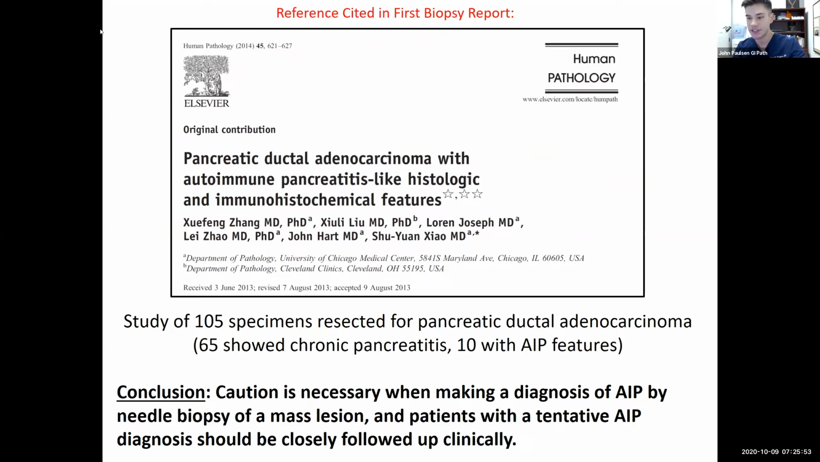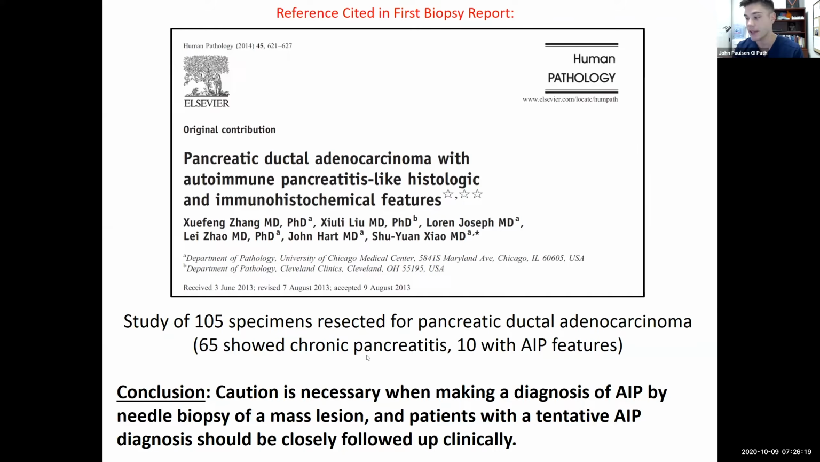Nick, do you want me to go into this study now? Why don't you explain this part first? Yeah. Great. So this is a reference actually cited in the first biopsy report. It's a study that's done at Cleveland Clinic and University of Chicago. And it explains basically that pancreatic ductal adenocarcinoma can have autoimmune-like histologic features associated with it, both around it and amidst the tumor. So it was a study of 105 resection specimens for pancreatic ductal cancer.